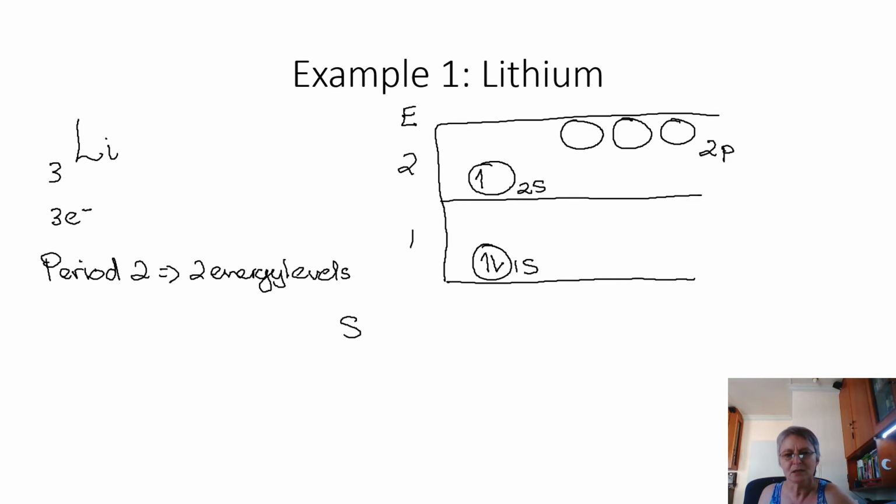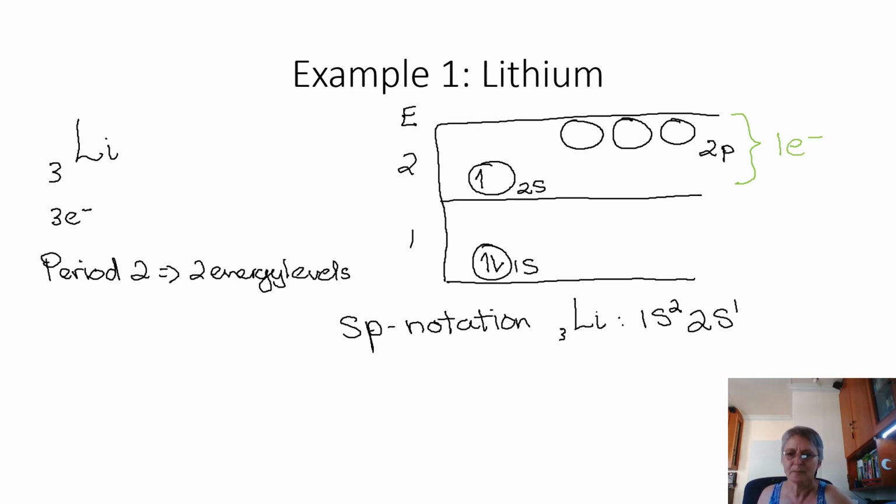The sp notation would say lithium, atomic number 3, colon, 1s orbital takes 2 electrons, 2s orbital took 1 electron. This is called my valence energy level, and in it I've got 1 valence electron. The other electrons are called core electrons.